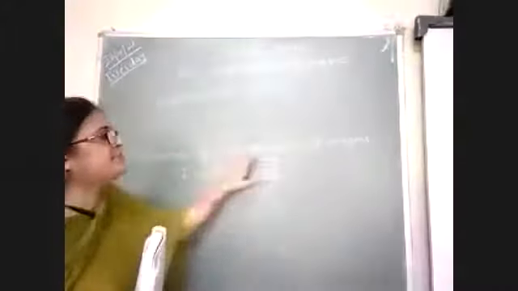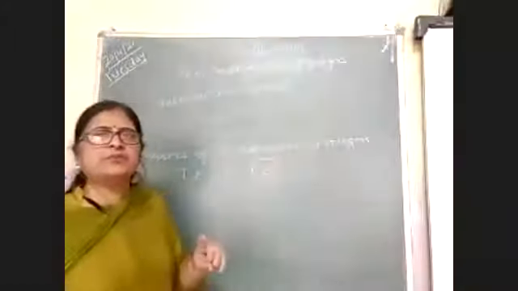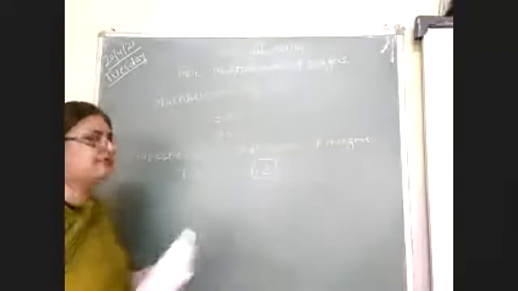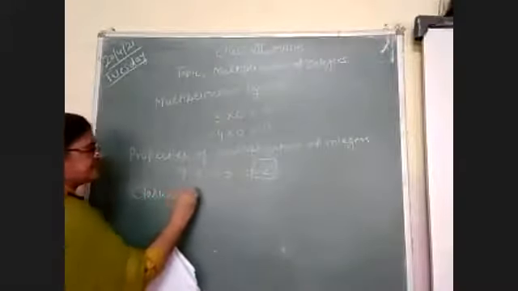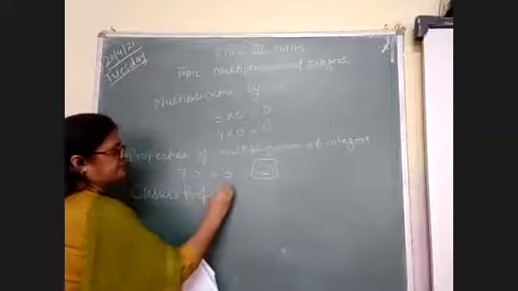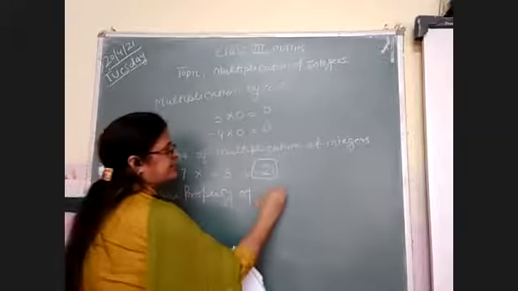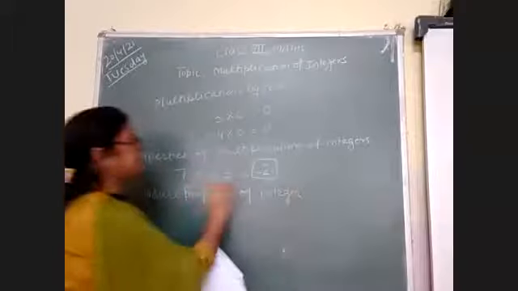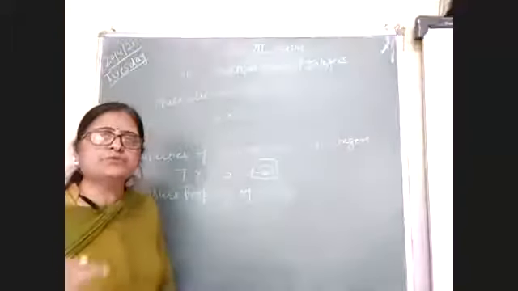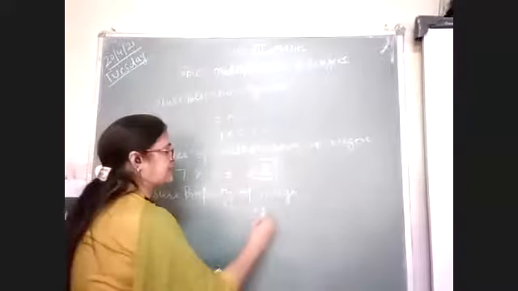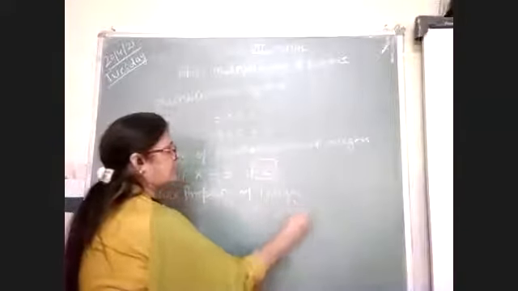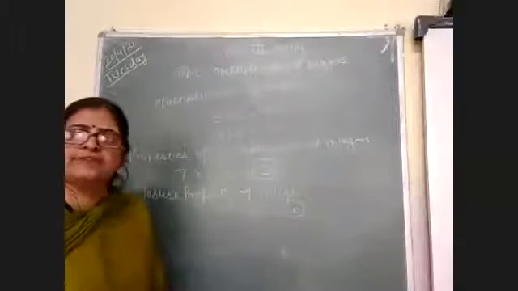So the first property of multiplication of integers is the closure property of integers. It means when I take two integers, the result is closed within the integers. So multiply a into b, both are integers, and the result is also an integer. The first one is the closure property of integers.